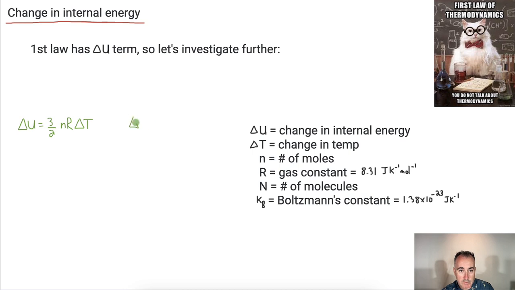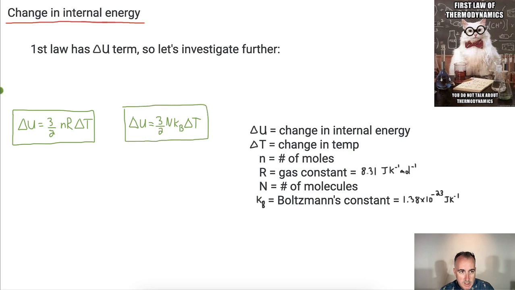And we have another version of it, of course, that goes delta U equals 3 halves, still the same number there, times capital N times k_B, Boltzmann's constant, again times delta T. So this right here is the key that we needed. You can use this version or this version, depending on what you were given. Don't forget, that's because nR, this constant of proportionality, is the same thing as N times k_B. So basically, use whichever one you're given.